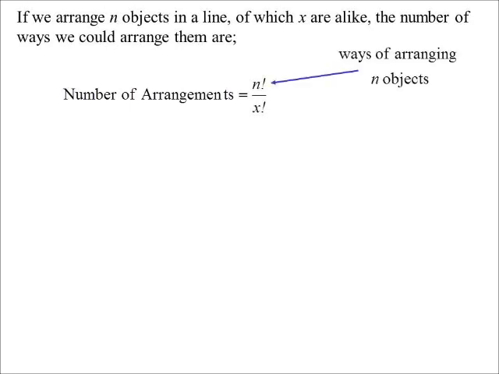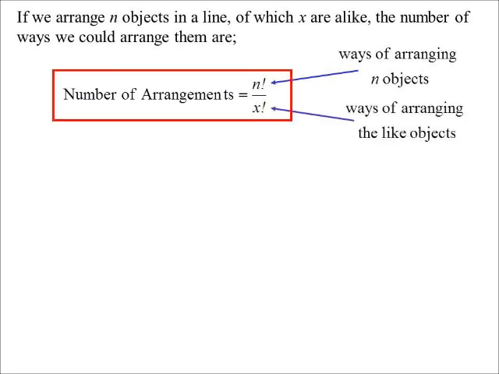Okay, so top of the fraction, that's the way of arranging n objects, so n factorial. Bottom of the fraction, the number of ways of arranging those objects that are the same, if they were different.